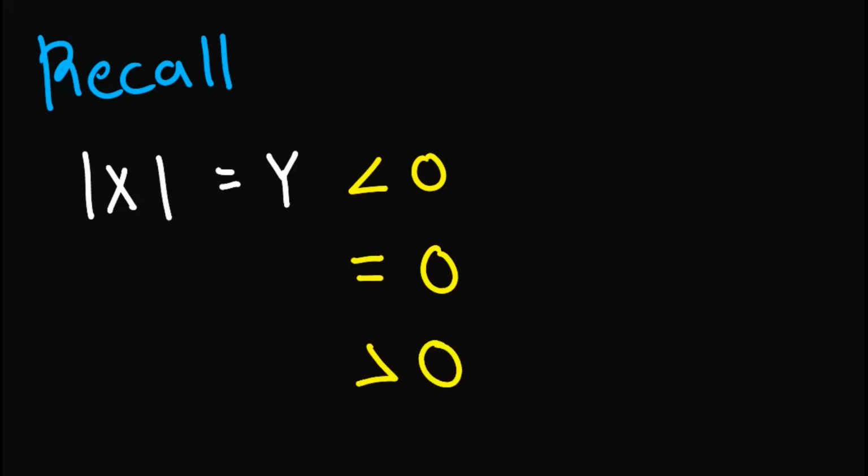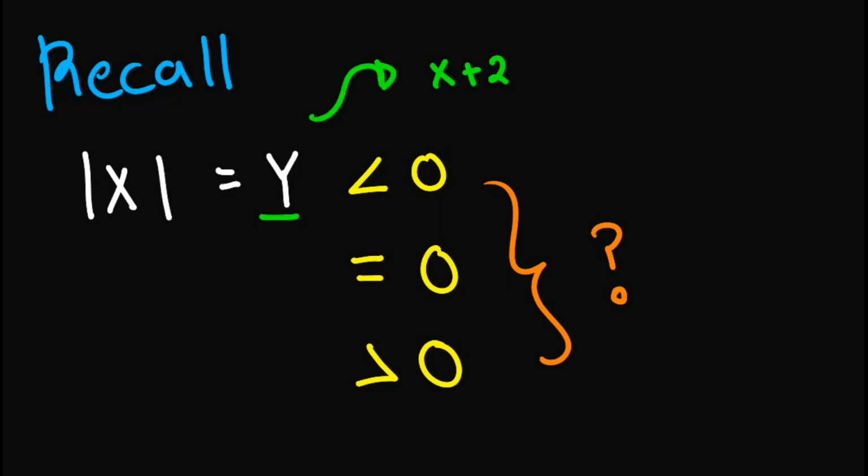Now what if we don't know whether y is less than 0, equals 0, or greater than 0? How do we not know? Well, suppose y is an algebraic expression, say x plus 2. How do we know if this is less than, equal to, or greater than 0? We don't have an idea since x can range over any values. So we'll be dealing with these types of examples for this video.